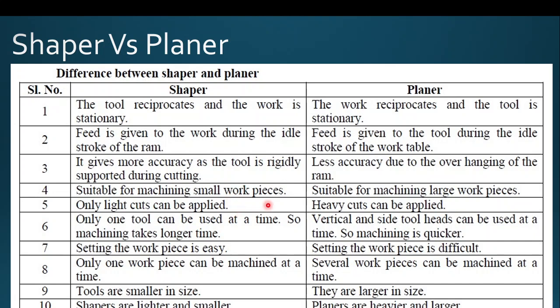Heavy duty cuts are possible in the planer, but the shaper is preferred only for light duty cuts. Only one tool can be operated at a time in the case of the shaper machine, but in the case of the planer machine you can go for up to 4 to 5 tools at a time to machine a single workpiece. So these are some important differences between the shaper machine and the planer machine you can find.